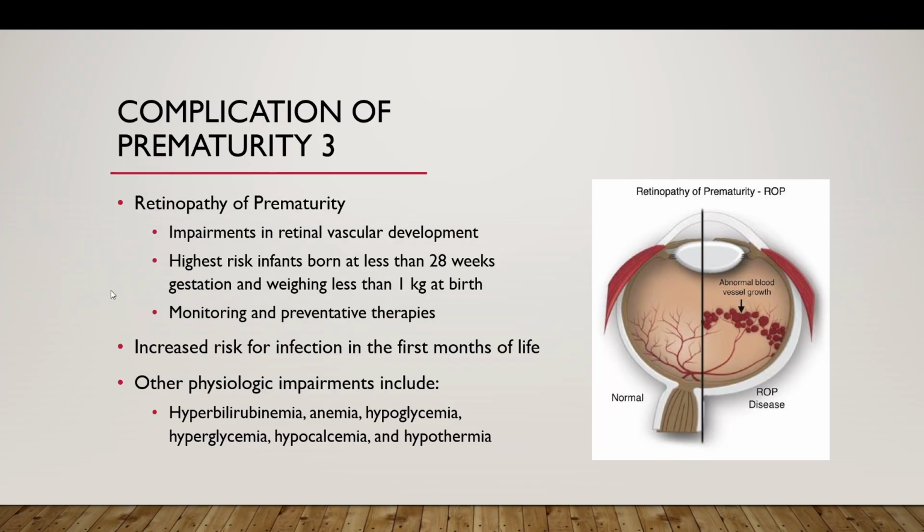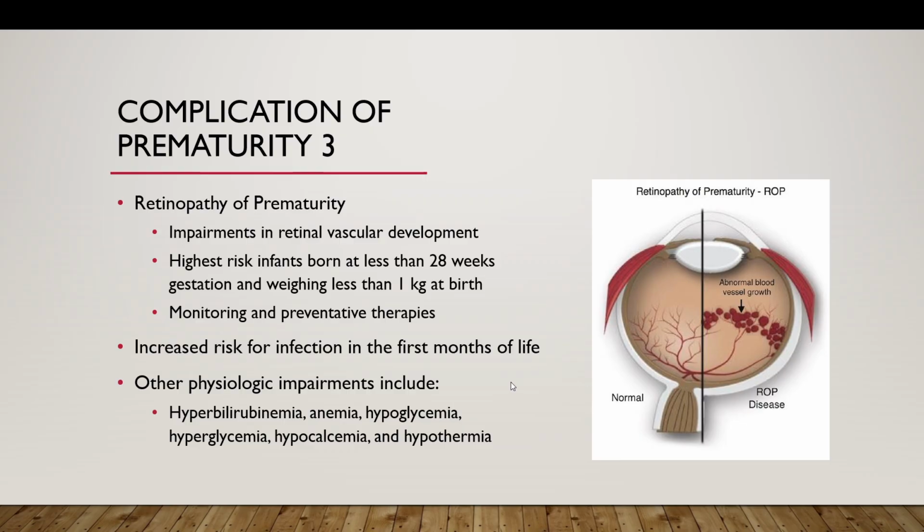Babies might also have issues with their eyes. They might also have retinopathy of prematurity, and this is an impairment in the retinal vascular development, which is in your eye, these vessels back here. The infants that are at highest risk are the ones that are born at less than 28 weeks gestation and weigh less than 1 kilogram at birth. Monitoring and preventative therapies can help this issue.